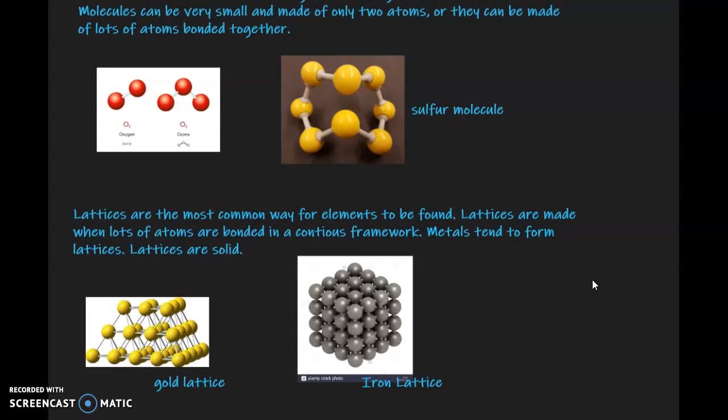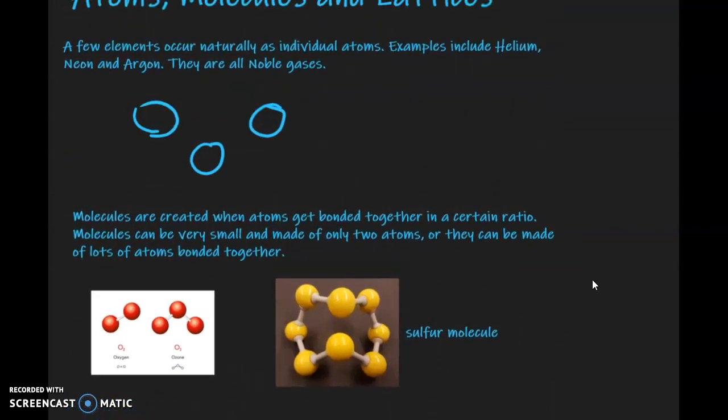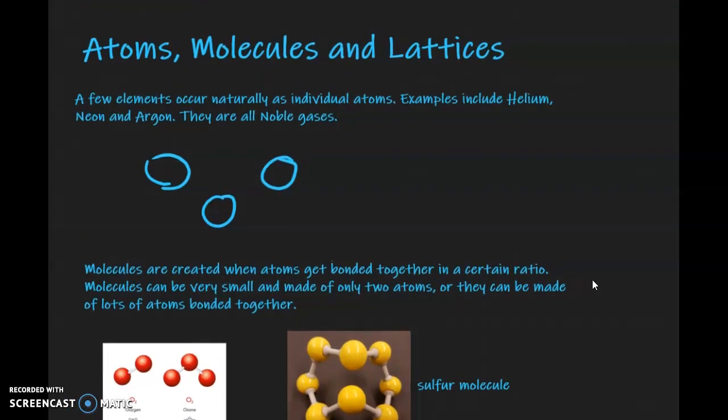Can you please make sure that you have those 3 notes in your science notebook? Now that you've watched this video, go ahead onto Stile and answer the multiple choice questions, but stop when you get to properties.